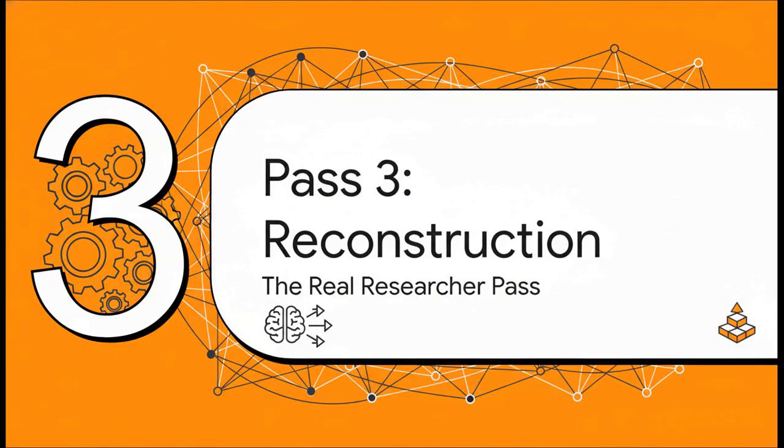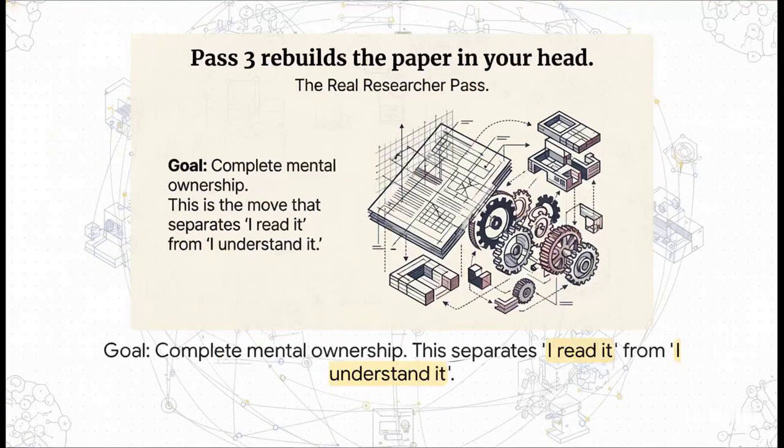This is the big one. Pass 3, the reconstruction. This is what really separates someone who has just read a paper from an expert who truly understands it. The goal here is nothing less than complete mental ownership of the paper. You're not just a reader anymore. You're thinking like a peer of the author. You're trying to mentally re-implement the entire work. It's like you're rebuilding it from the ground up, inside your own head.